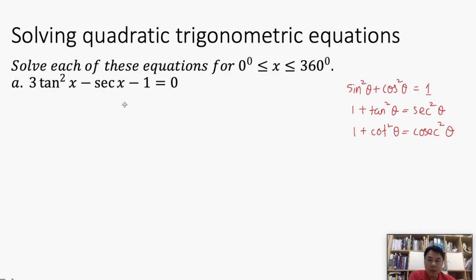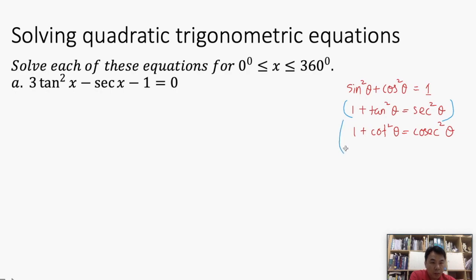We have secant. If you are given an equation involving a mixture of a few types of trigonometry ratio, it's always good to simplify that into a single trigonometry ratio. So in this case, I'm going to make use of this identity. How am I going to make use of this identity?